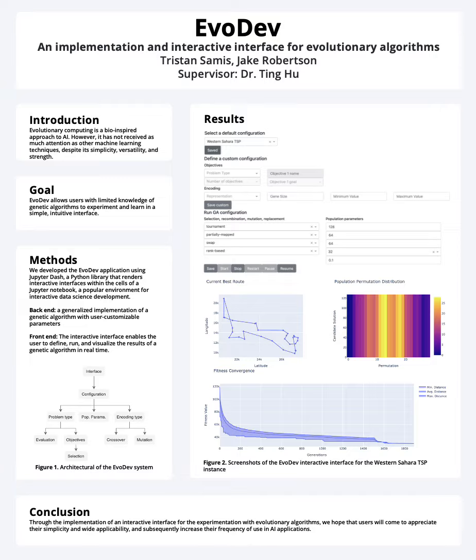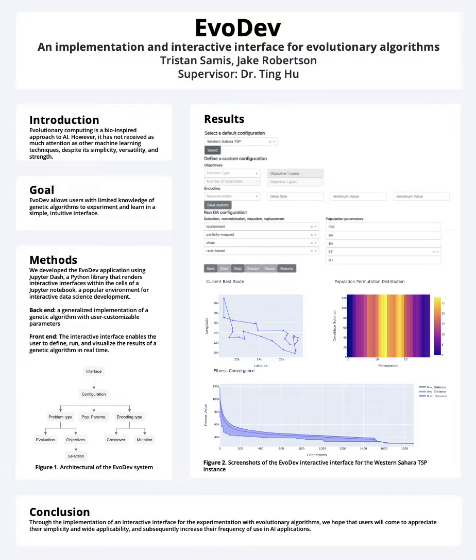For this reason, we have developed EvoDev. Our goal is to encourage users with limited knowledge of genetic algorithms to experiment and learn in a simple, accessible interface. This will enable users to familiarize themselves with the construction of these algorithms, the relationships between parameters, and a wide variety of potential applications.